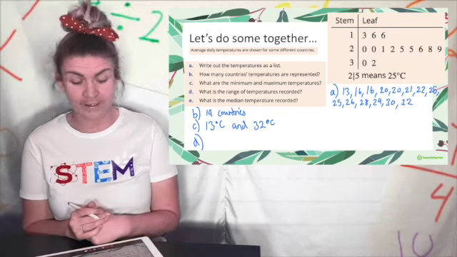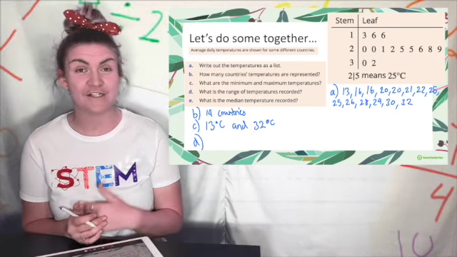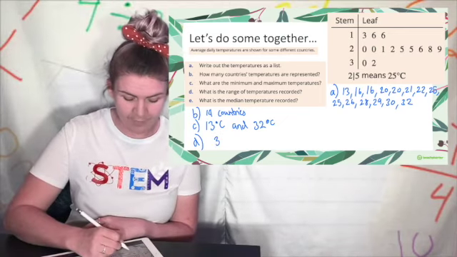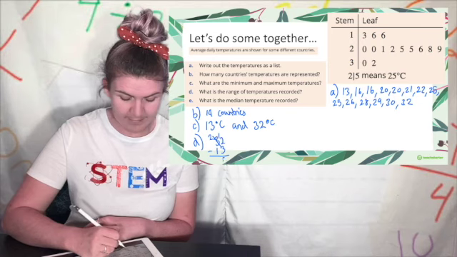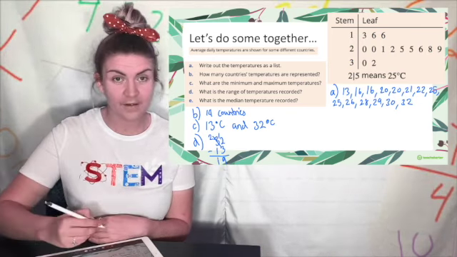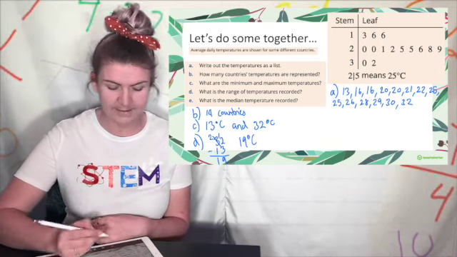D, what is the range of temperatures? Well, I know range is maximum take away minimum. So I've got 32 degrees take away 13 degrees. And I'm going to calculate that to be 19 degrees. So the range is 19 degrees Celsius.